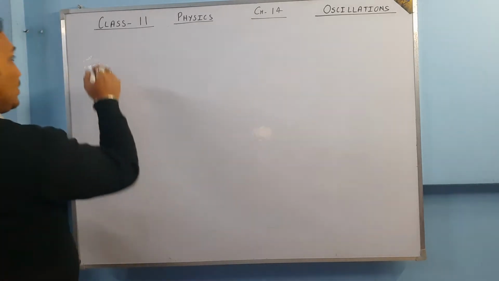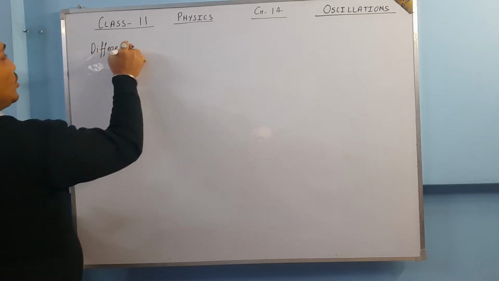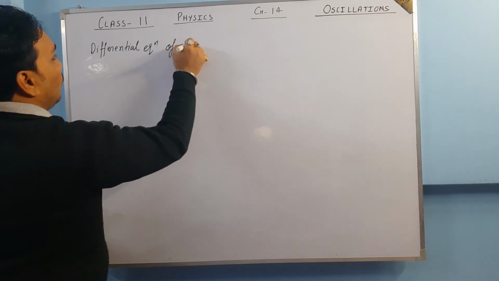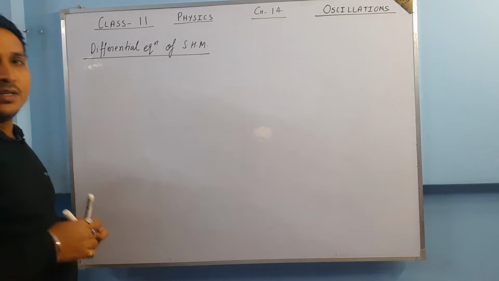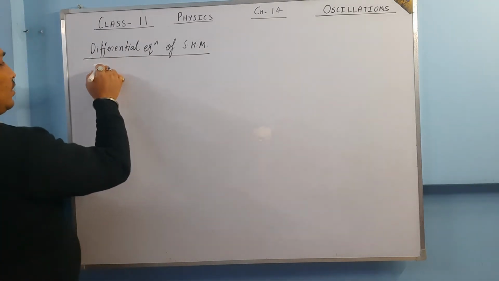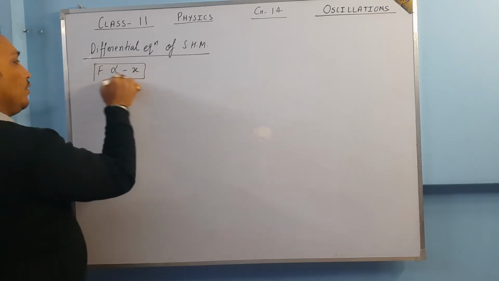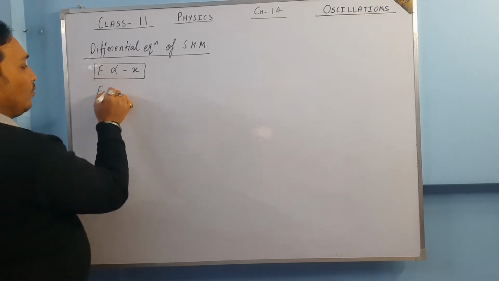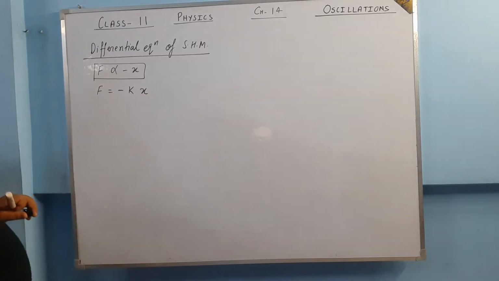So today's topic is the differential equation of SHM. SHM is simple harmonic motion. So let us start from where we have done a study that F is proportional to what? Minus x. This is as per the definition of simple harmonic motion. Then if you remove that proportionality sign, one constant comes. So that constant is minus K.